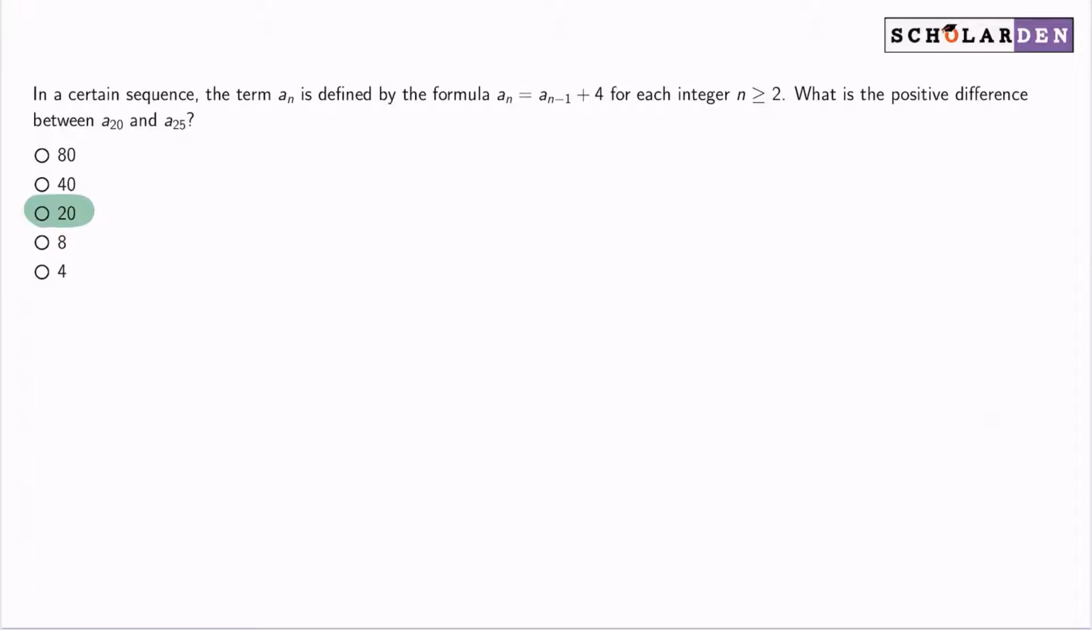And here's why. The question is asking us, first of all, what's the difference between these two terms? There are two ways to go about this. Because this is an arithmetic sequence, and what I mean by arithmetic sequence is that it's pretty linear. You're adding the same thing every time. We don't exactly know what a of 20 and a of 25 are, nor can we figure it out, because this is a recursive sequence.